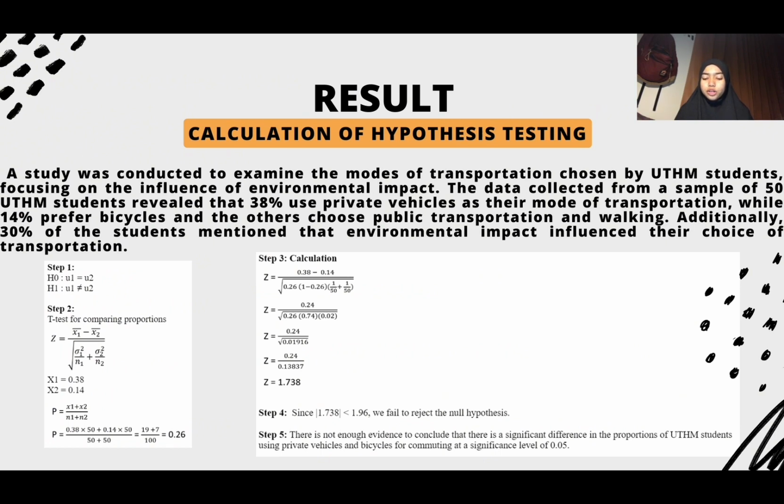So for step 3, the calculation for the Z test formula, after we insert all the information in the formula, we will get 1.738. So for step 4, since 1.738 is less than 1.96, we fail to reject the null hypothesis. And for step 5, there is not enough evidence to conclude that there is a significant difference in the proportions of UTHM students using private vehicle and bicycle for commuting at a significance level of 0.05.